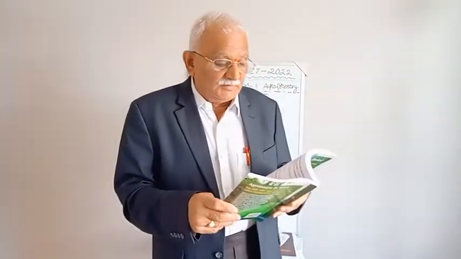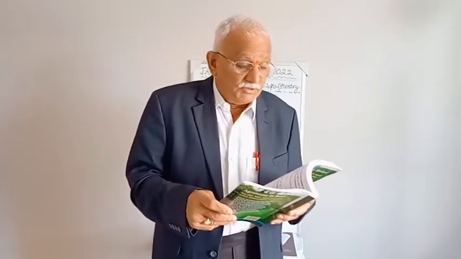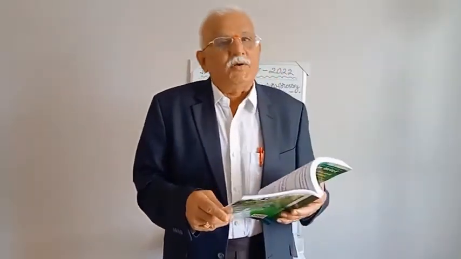Now, the last two bits of today's class. Live fence. What exactly is meant by live fence? Shrubs and some trees grown under the boundary. This is what we call a live fence. Aqua forestry, trees plus fishes, we call it aqua forestry.